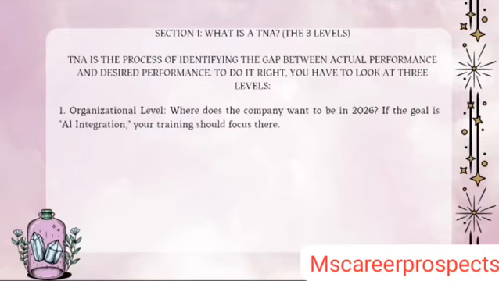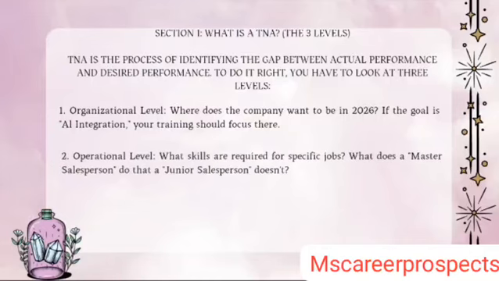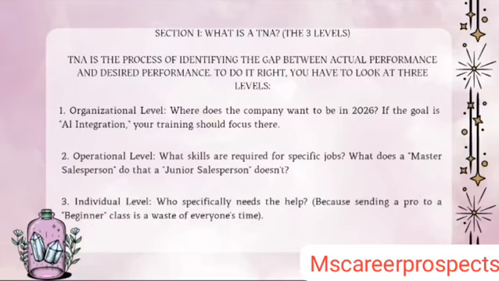1. Organizational level. Where does the company want to be in 2026? If the goal is AI integration, your training should focus there. 2. Operational level. What skills are required for specific jobs? What does a master salesperson do that a junior salesperson doesn't? 3. Individual level. Who specifically needs the help? Because sending a pro to a beginner class is a waste of everyone's time.